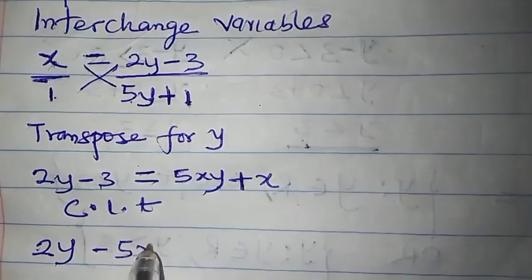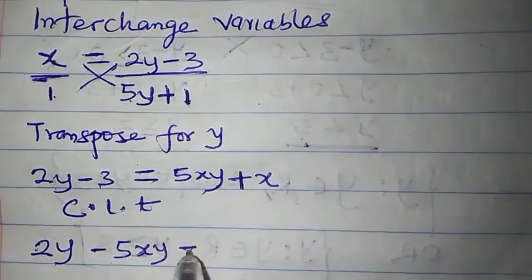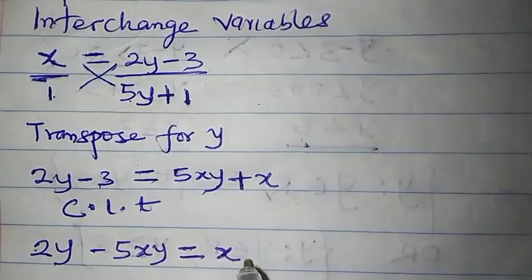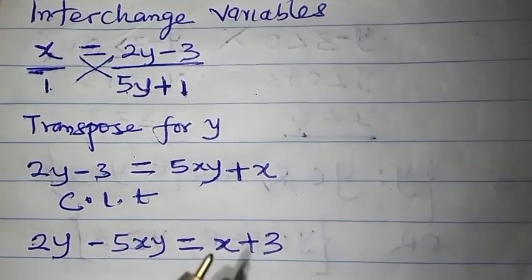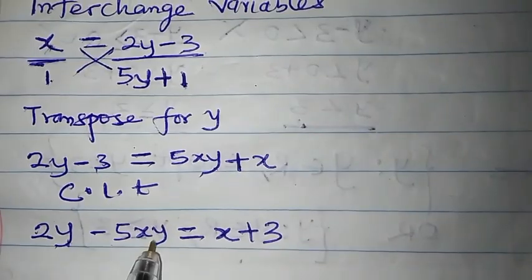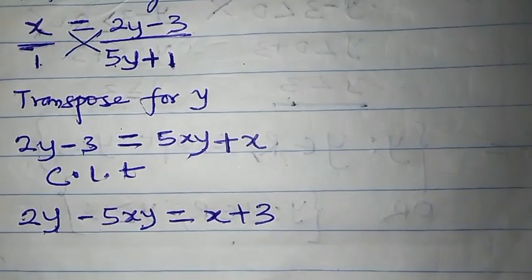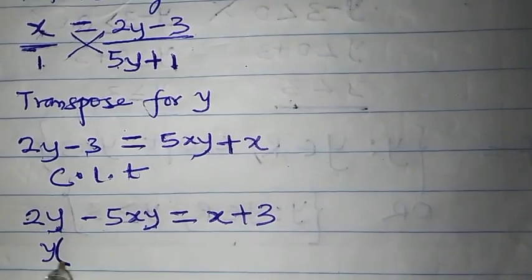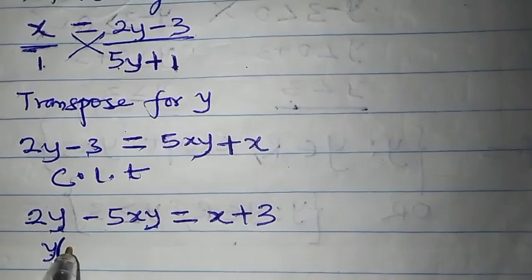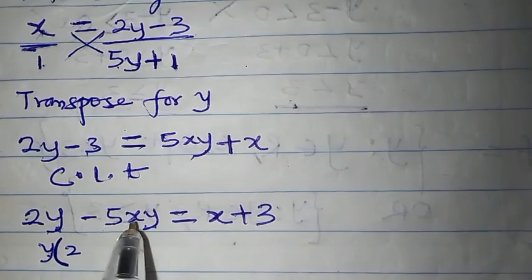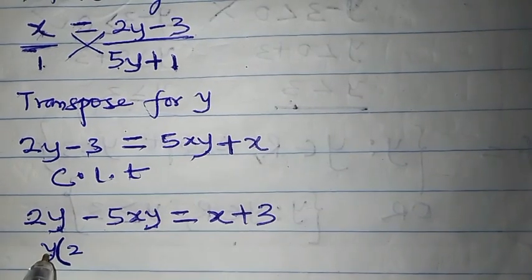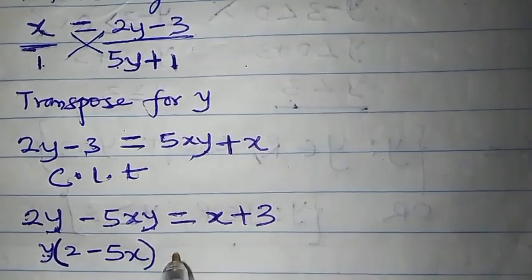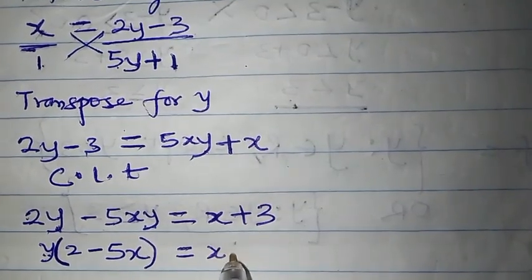2y minus 5xy is equal to x. Then 3 will cross and turn to plus. Okay, y is common to both. What we'll do is to factorize. Since y is common, we'll bring y out, open a bracket. 2y divided by y is 2, minus 5xy divided by y is minus 5x. Close the bracket, equal to x plus 3.